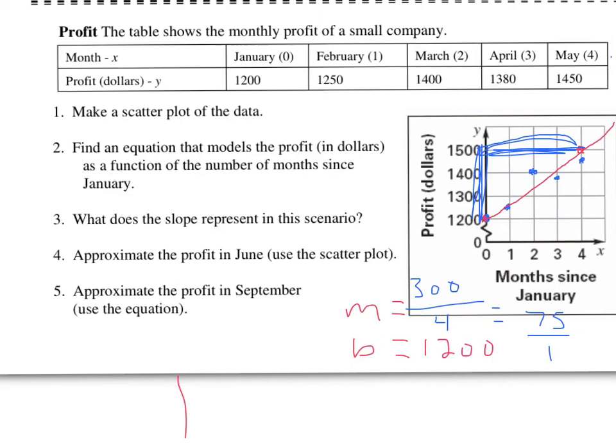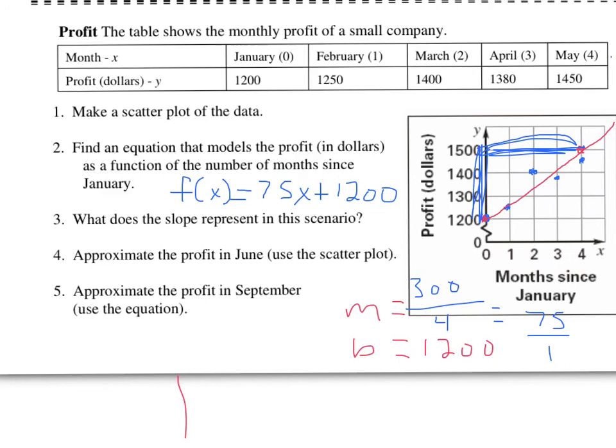Okay. So the equation, and if we're going to write it as a function, we're going to say f of x equals, we're going to take our slope, 75x, and then we're starting at $1,200. So this is the same thing as y equals. So it could be y equals 75x plus 1200, or if we wrote it in function notation, it would be f of x equals 75x plus 1200. Okay. What does the slope represent in this scenario? Well, I just said that. The y is profit, and we found that the change in y was 75. So it's going up $75 every 1 month.